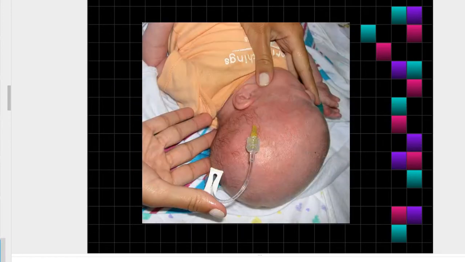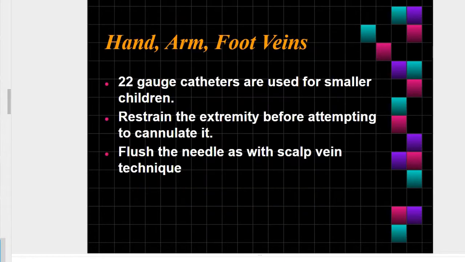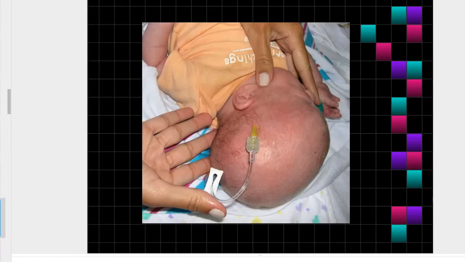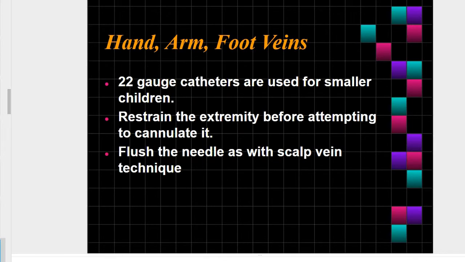Here's an example of what it should look like. Oh, and once it's in place, make sure you pad and tape thoroughly so that it will not be easily dislodged. Hand, arm, foot veins for smaller children, usually 22 gauge catheters. Once you get into the larger children, then you can use 20 gauge. A much larger child, you might even get an 18 gauge in.